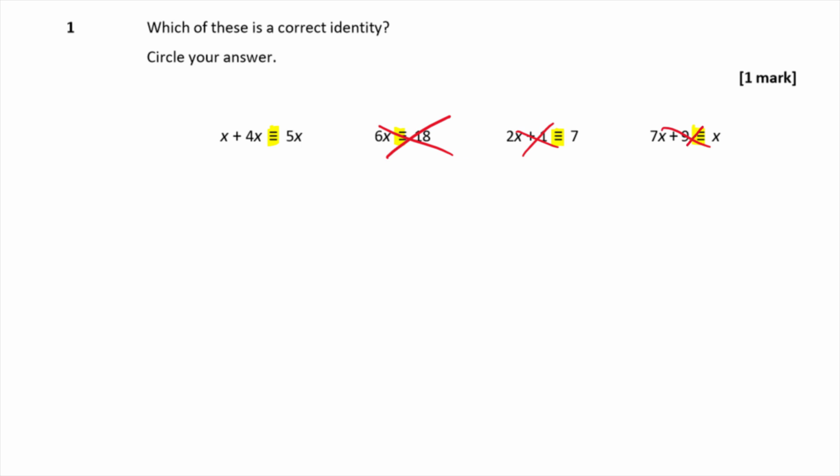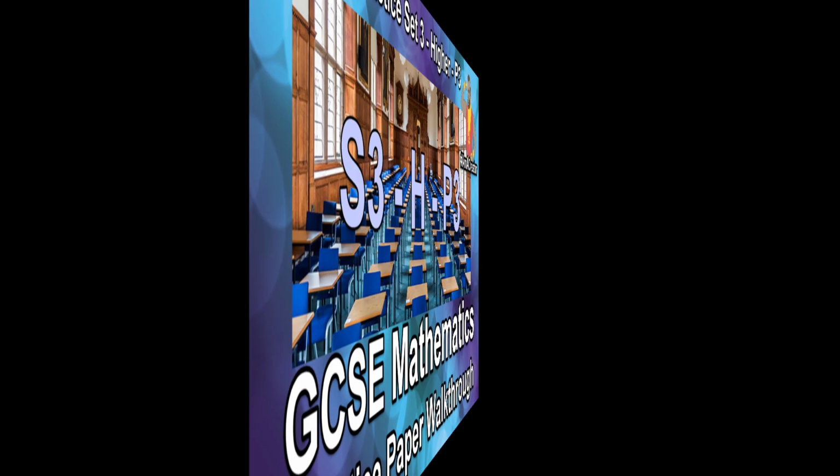Now, the first one is true for any value of x. If you make x equal to 2, then x plus 4x would be 2 plus 8, which is 10, and that is the same thing as 5 lots of 2. And that works if you subbed in any value of x. It's always going to be true. So that is the identity. It's always true for all values of x.